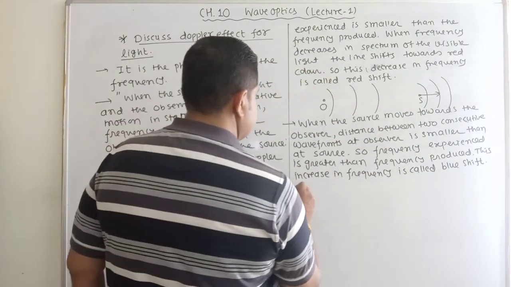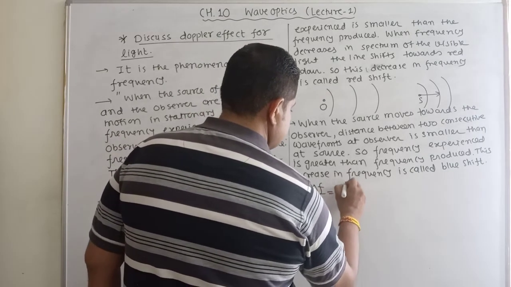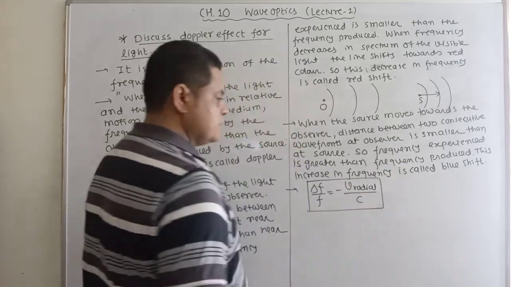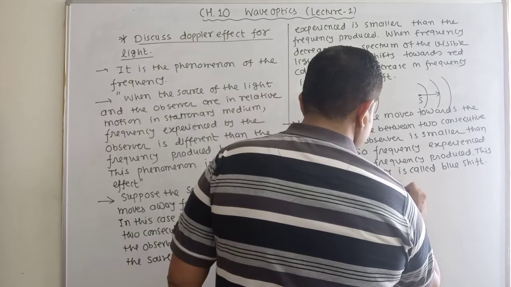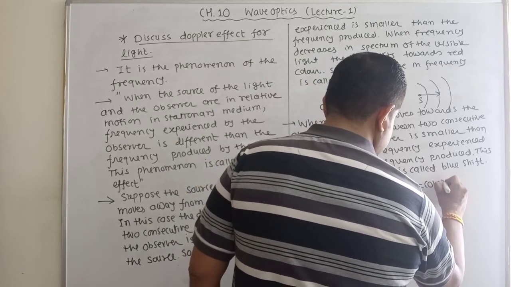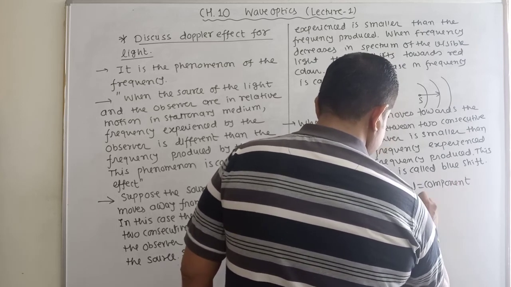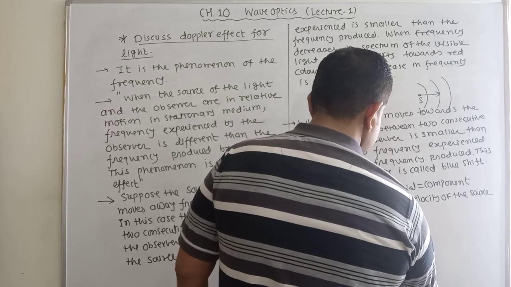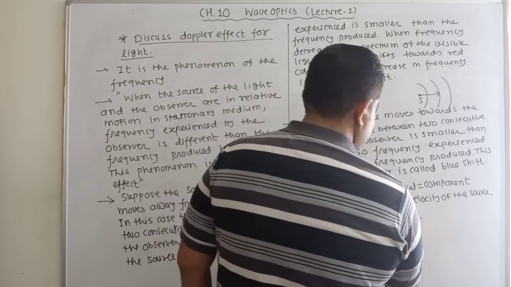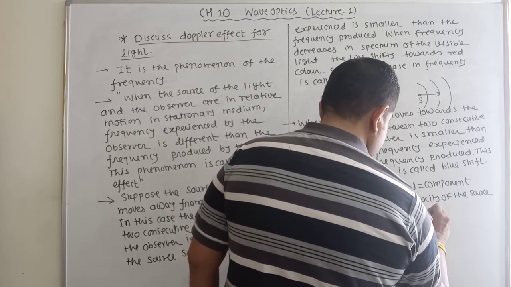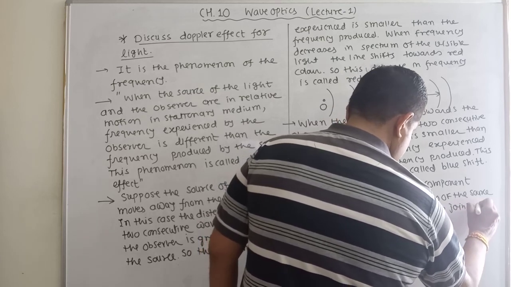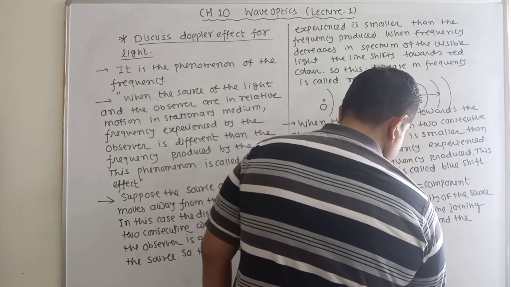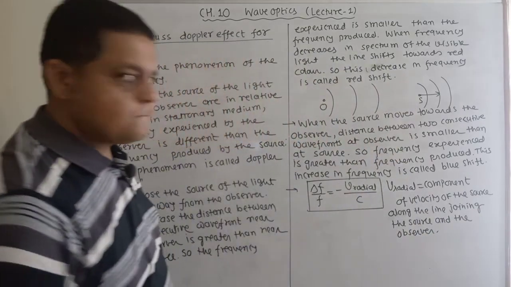बराबर. अब ये जो चेंज इन फ्रीक्वेंसी है तो डेल्टा एफ बाय एफ इज माइनस v रेडियल बाय c. इस फॉर्मूला से आप इंक्रीज इन फ्रीक्वेंसी फाइंड कर सकते हो. बराबर. यहाँ पर v रेडियल क्या है? It is component of velocity of the source along the line joining the source and the observer. बराबर.